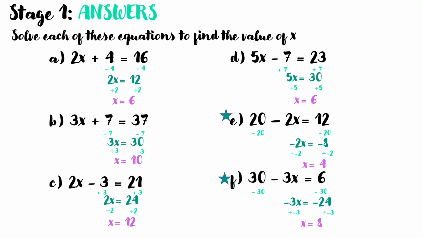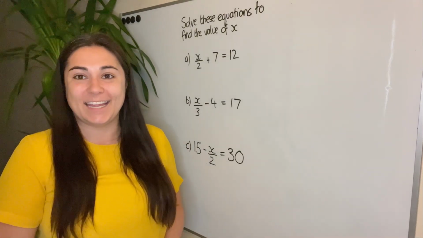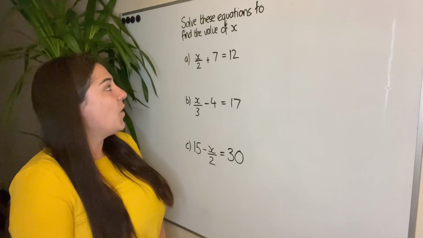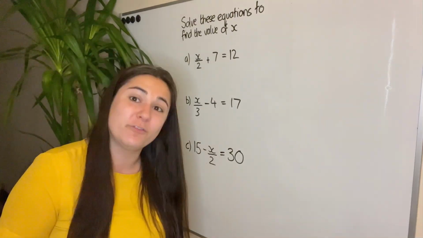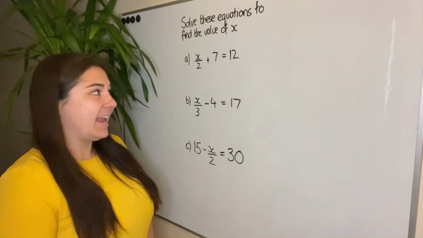And here are your answers. The working out is in green and then the final answer is in pink. Okay, so here we've got some examples of two-step equations involving fractions, and let's see how we can solve them.